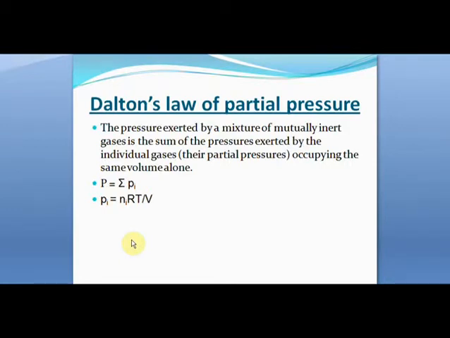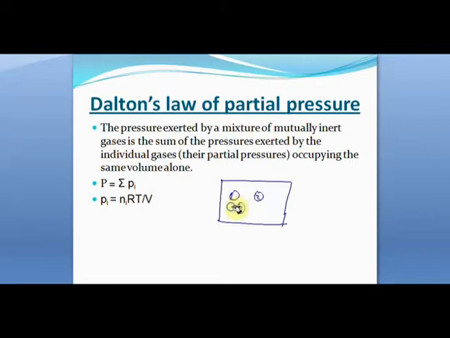Now let's see what is Dalton's law of partial pressure. This law states that the pressure exerted by a mixture of mutually inert gases is the sum of the pressure exerted by the individual gases occupying the same volume alone. So suppose that we have in a container a mixture of 3 gases. Let's say we have a container here and we have gas 1, gas 2 and gas 3. These 3 gases are mutually inert, that is they don't react with each other.